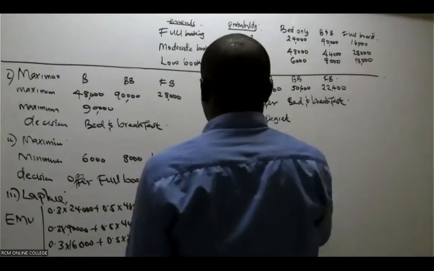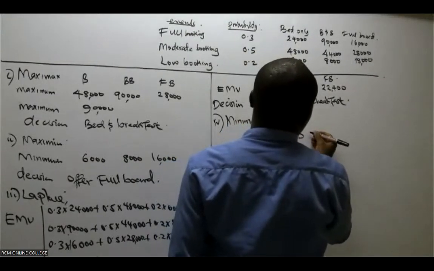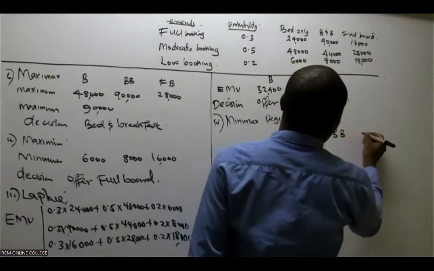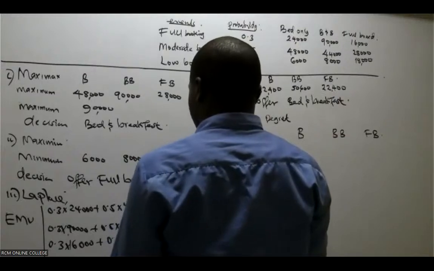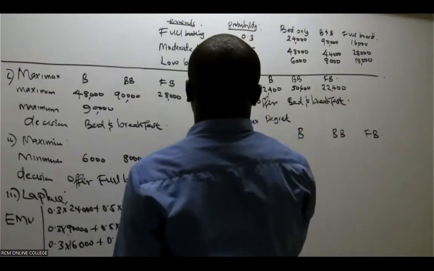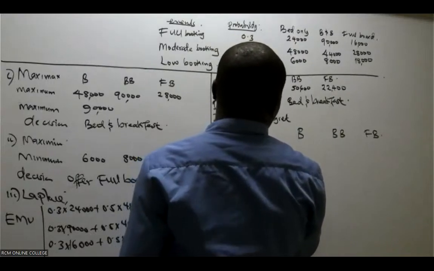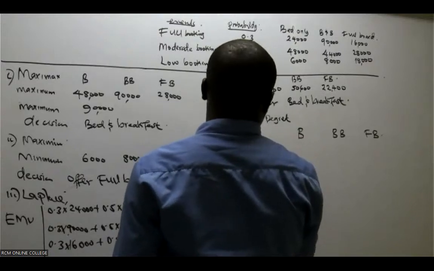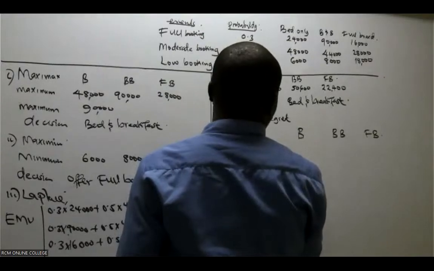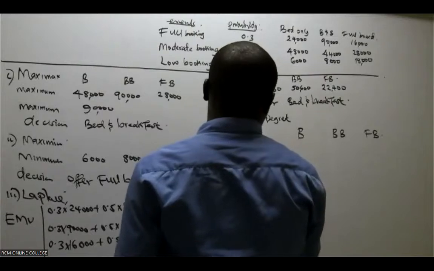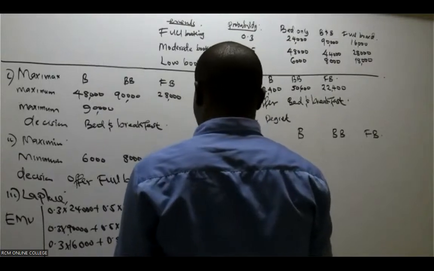So what do we need to do? We need to come up with this. So we have bed only. We have bed and breakfast. Then we have full board. Then we have the probabilities, not necessary. We have full booking, moderate booking, then low booking. Then maximum regret.